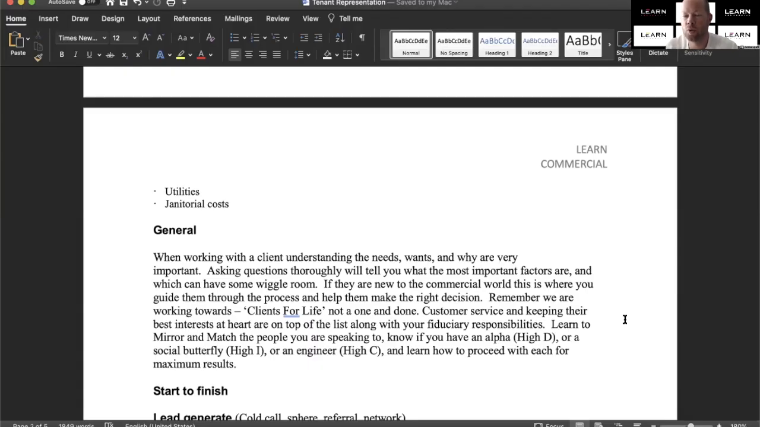Remember, we are working towards clients for life, not a one and done. So customer service and keeping their best interests at heart are on the top of the list with your fiduciary responsibilities. Make sure you give fantastic customer service. Start building that database. Build raving fans. Learn to mirror and match the people you are speaking to. Know if you have an alpha, a high D, or a social butterfly, high I, or an engineer, high C, and learn how to proceed with each for maximum results.